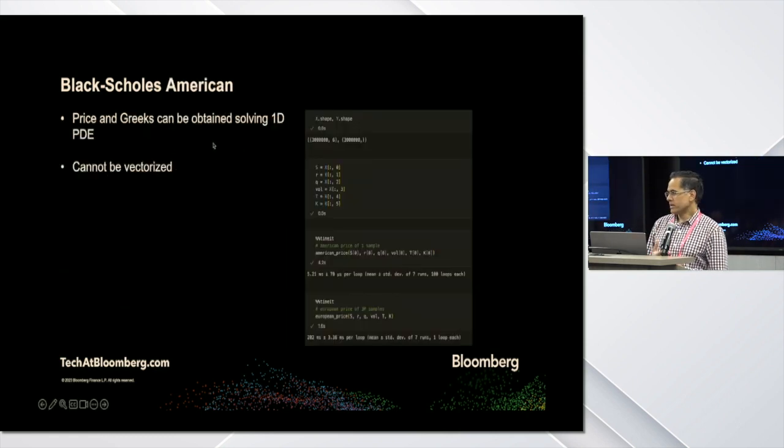For American options, unfortunately, there is no closed form solution, so we need to solve a PDE. And this PDE, unfortunately, cannot be vectorized. So we have to solve it sample by sample. And here I'm just showing you some code and the time it takes to price these options. For American options, one sample is taking about 5 milliseconds on my laptop, whereas all the 3 million European samples can be done in just 200 milliseconds. So you can see how slow American option pricing is.